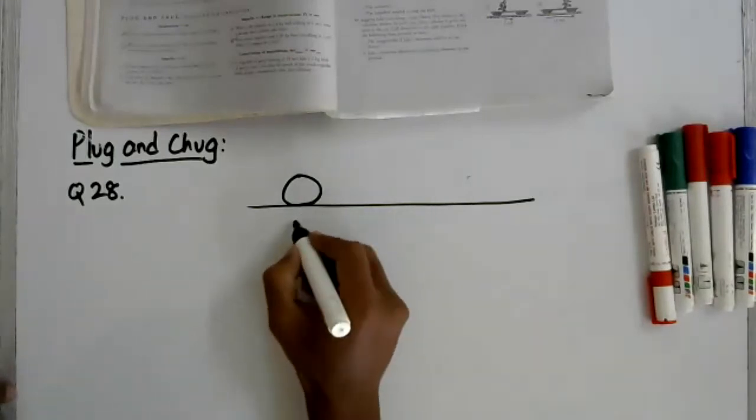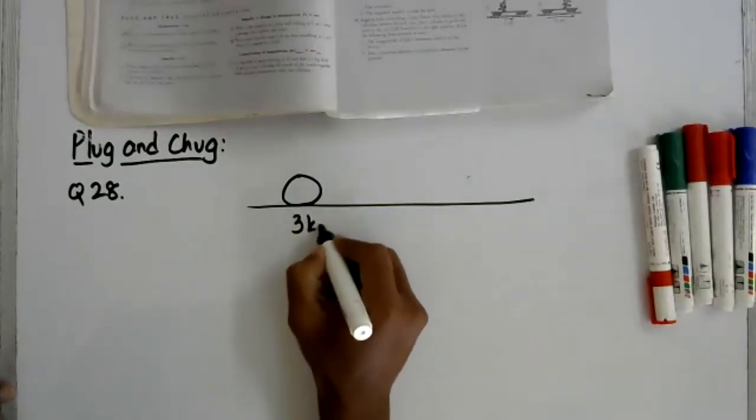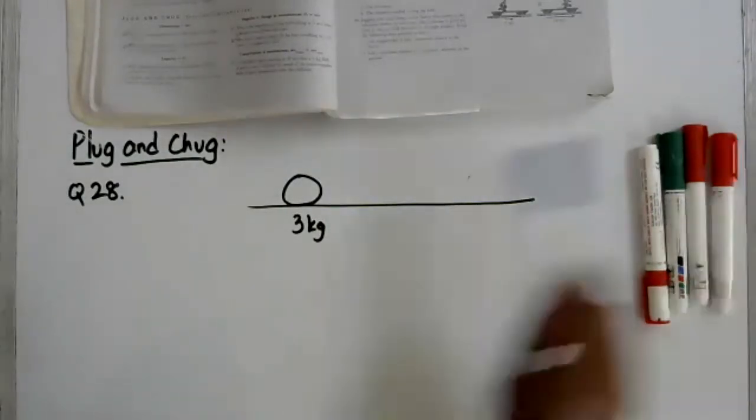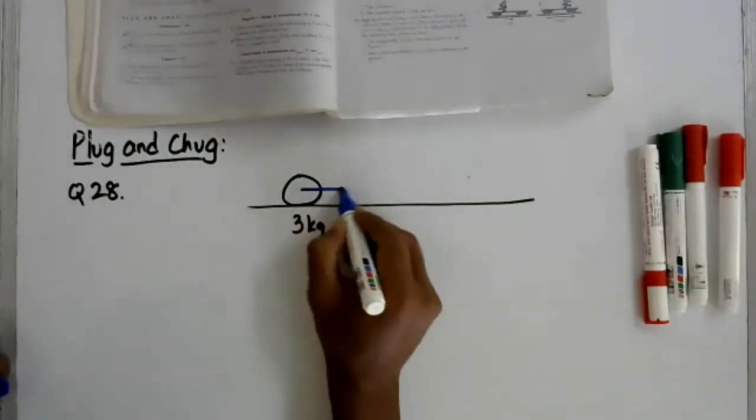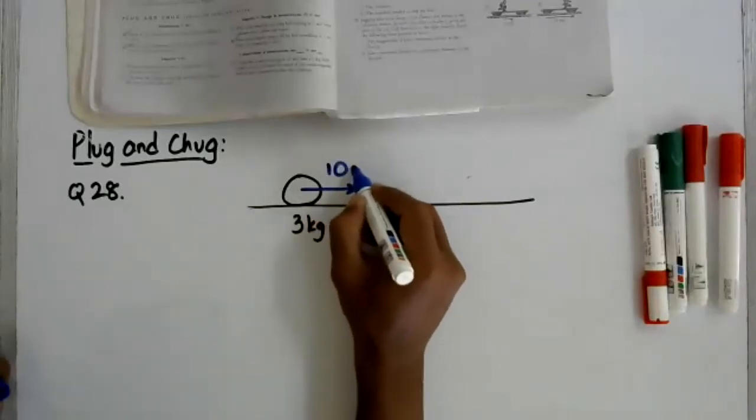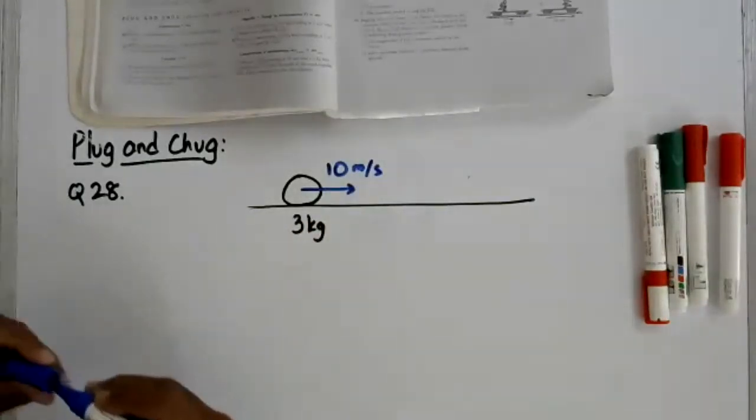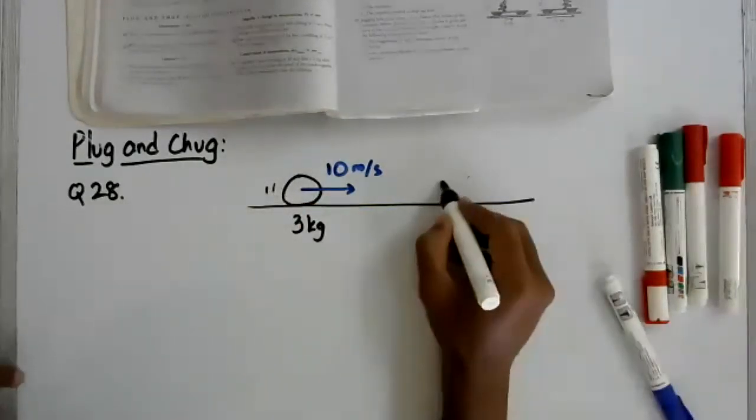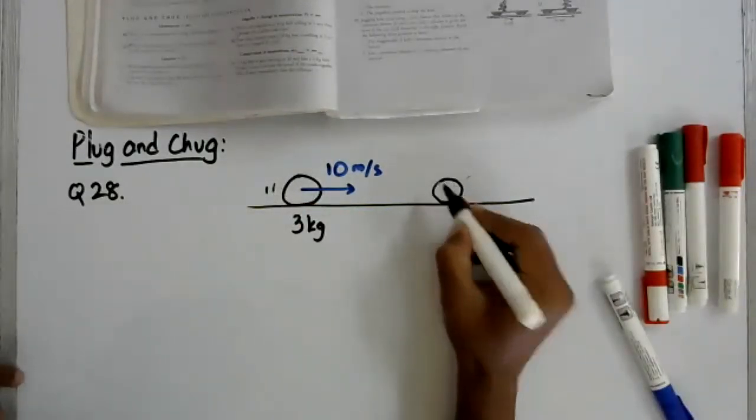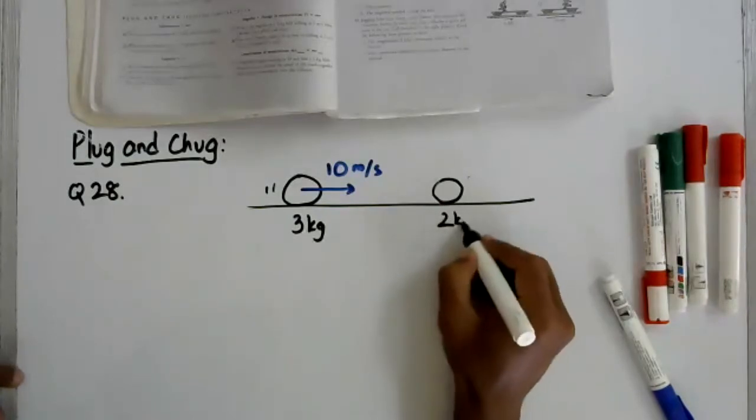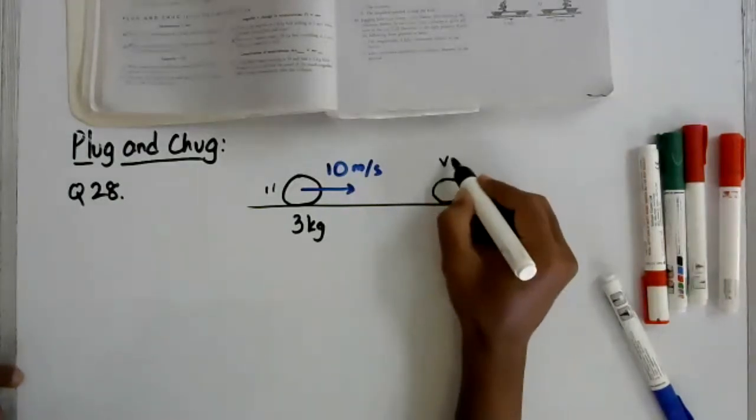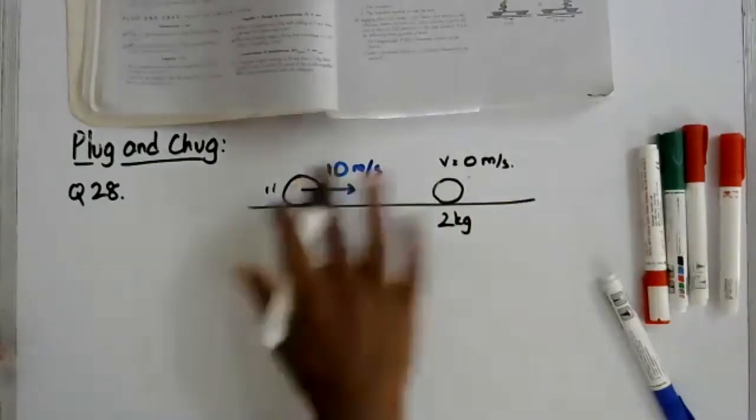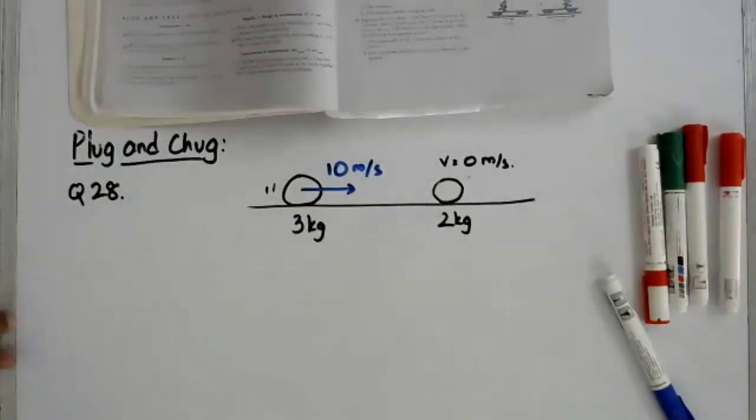So there is a 3 kilogram blob of putty moving at a velocity of 10 meters per second. This blob of putty runs into another blob of putty which is stationary, which is 2 kilograms, and its velocity is 0 meters per second. So this is the information that has been given to us.